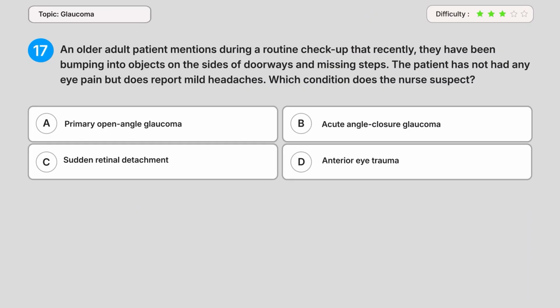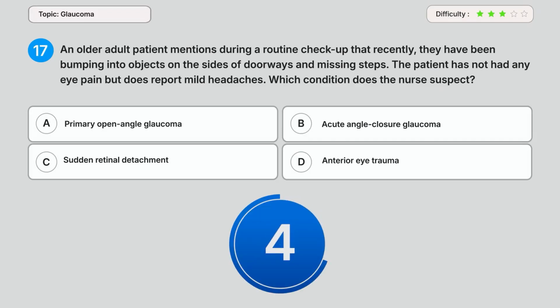A. Primary open-angle glaucoma. B. Acute angle closure glaucoma. C. Sudden retinal detachment. D. Anterior eye trauma. Do you know the answer?